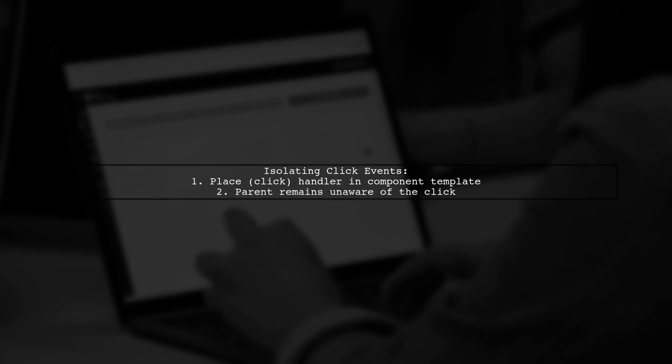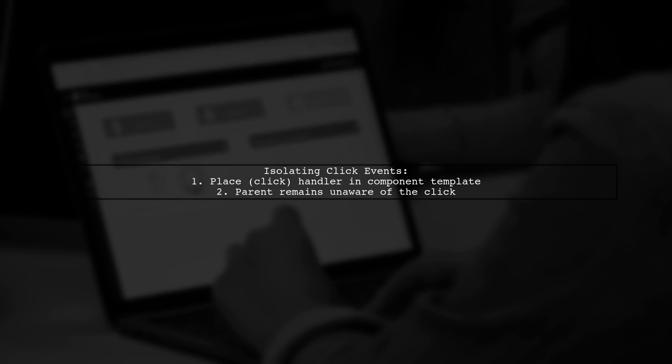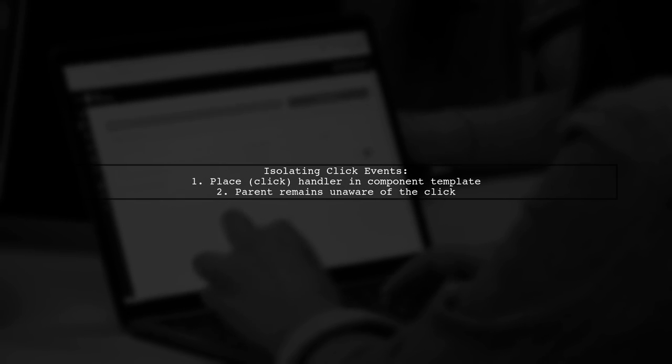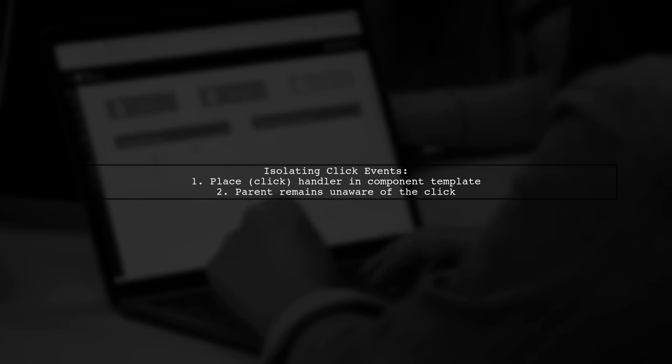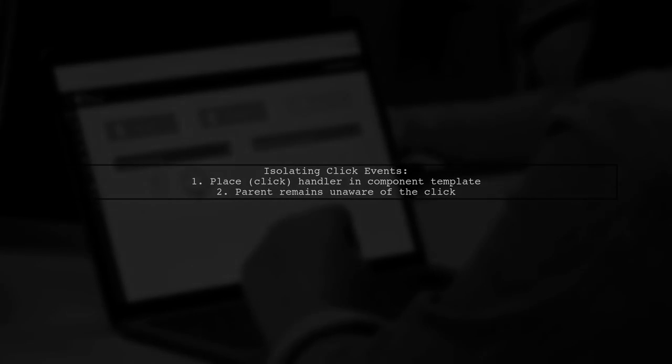If you want the parent element to ignore the click, place the click handler in the component's template instead of the parent's tag. This way, the parent won't be aware of the click. For more details, check the Angular documentation on event binding.